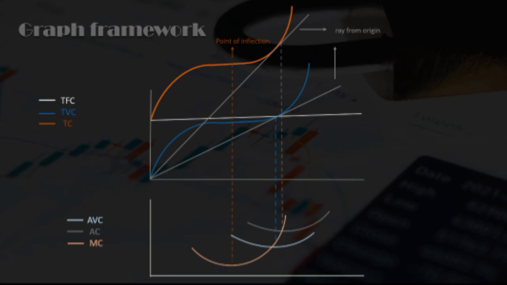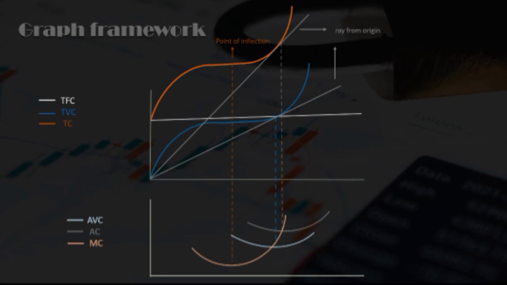That one acts as a tangent to TC and the other acts as a tangent to TVC. Now if we extend the line from the tangent of TC, we get the minimum point of AC, which is average cost. Similarly, if we extend the line from the tangent of TVC, we get the minimum point of AVC.